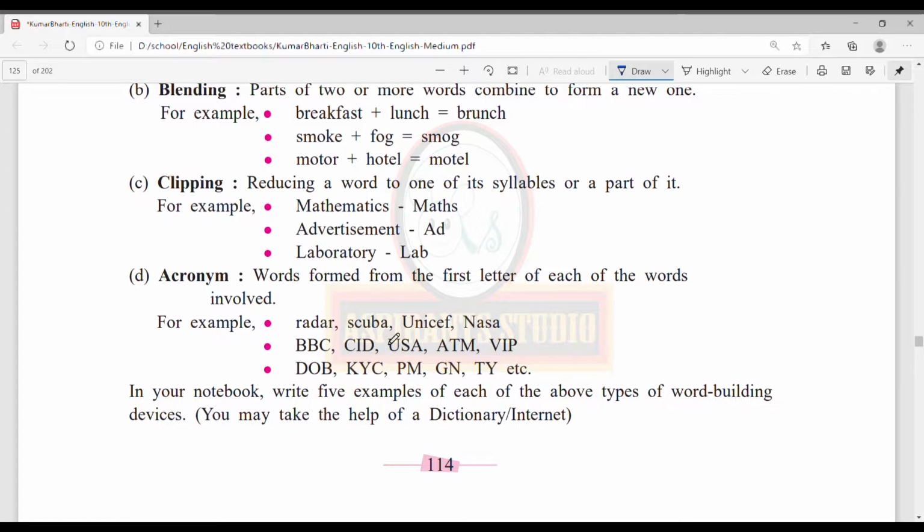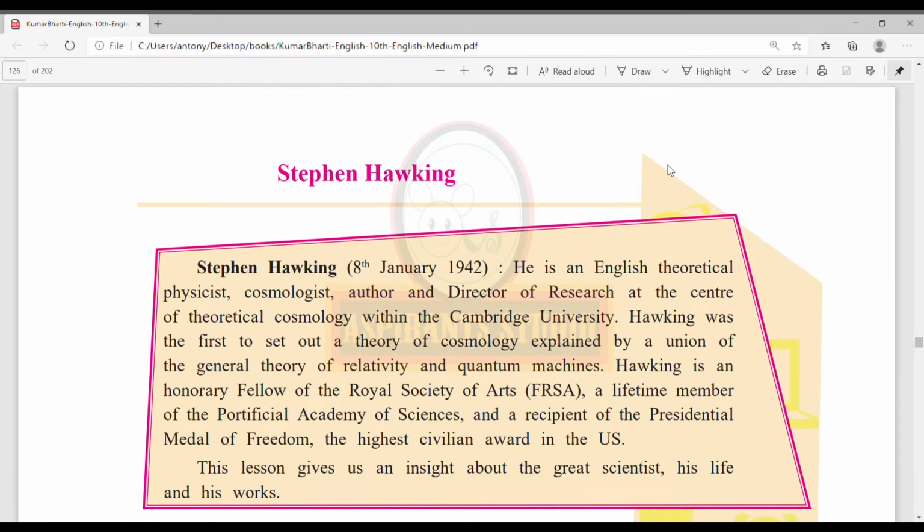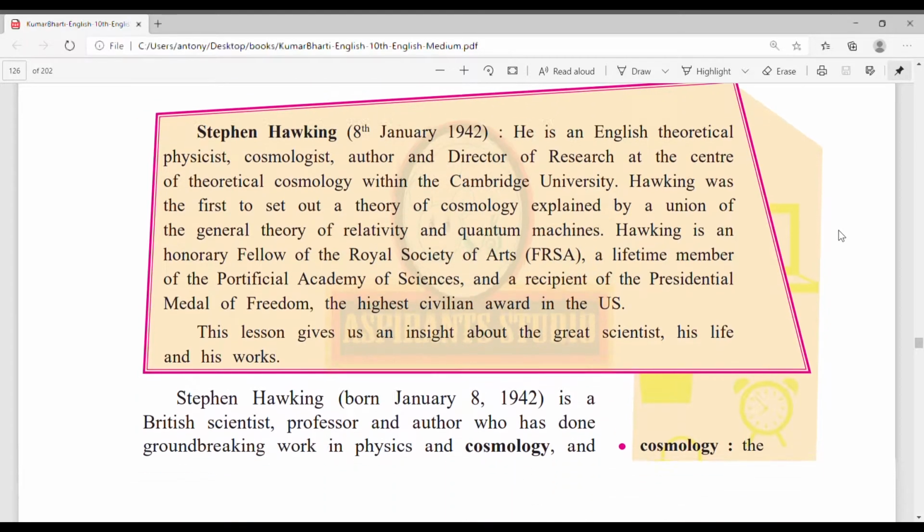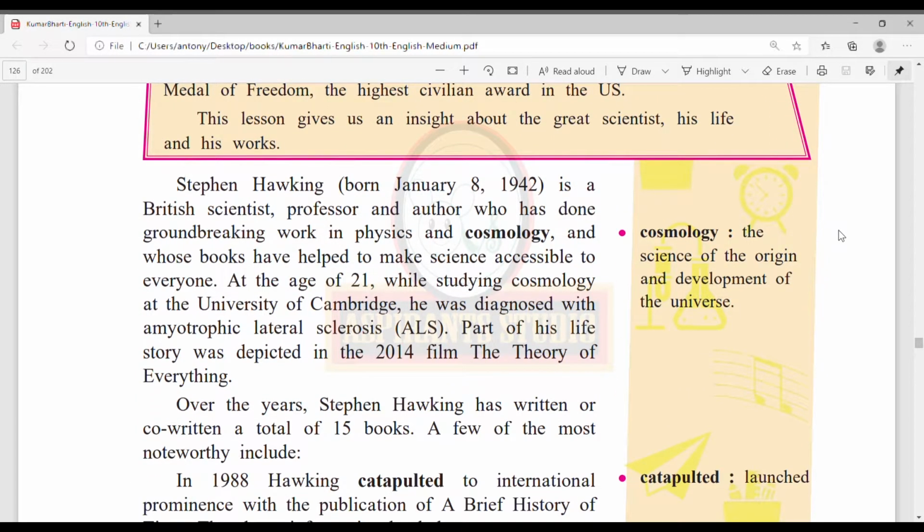Stephen Hawking, born the 8th of January 1942, is an English theoretical physicist, cosmologist, author and director of research at the Center of Theoretical Cosmology within Cambridge University. Hawking was the first to set out a theory of cosmology explained by a union of the general theory of relativity and quantum mechanics. Hawking is an honorary Fellow of the Royal Society of Arts FRSA, a lifetime member of the Pontifical Academy of Sciences, and a recipient of the Presidential Medal of Freedom, the highest civilian award in the U.S. This lesson gives us an insight about the great scientist, his life and his works.